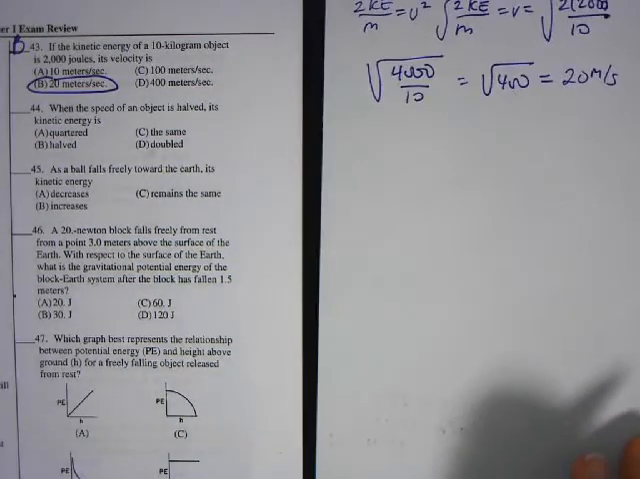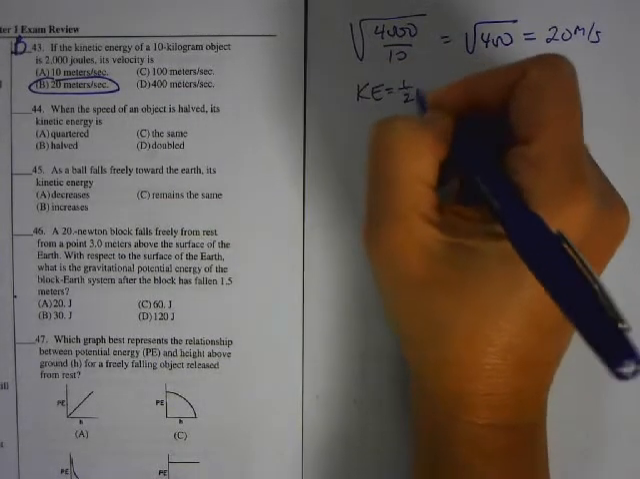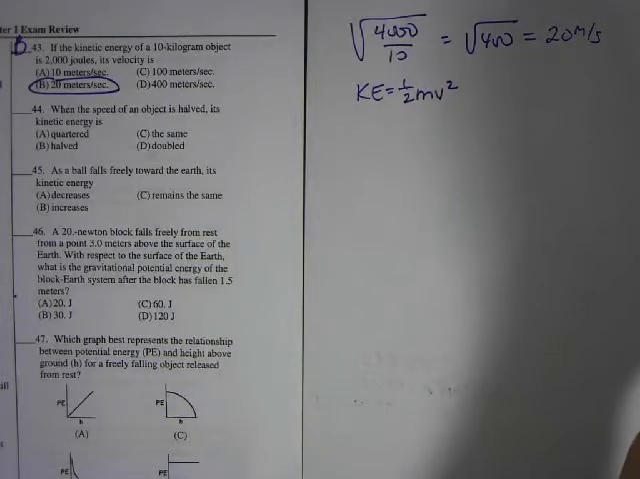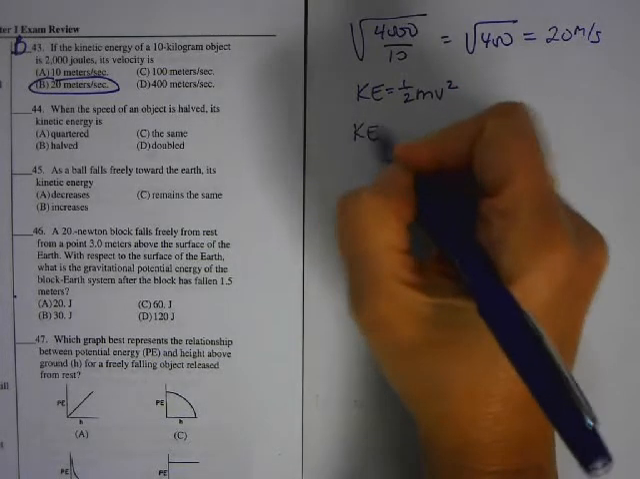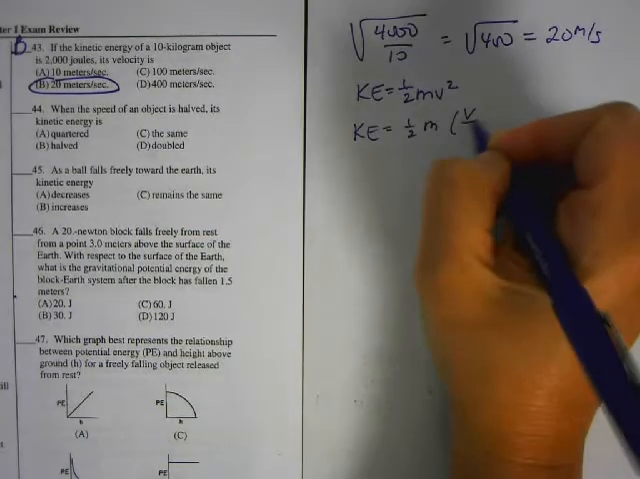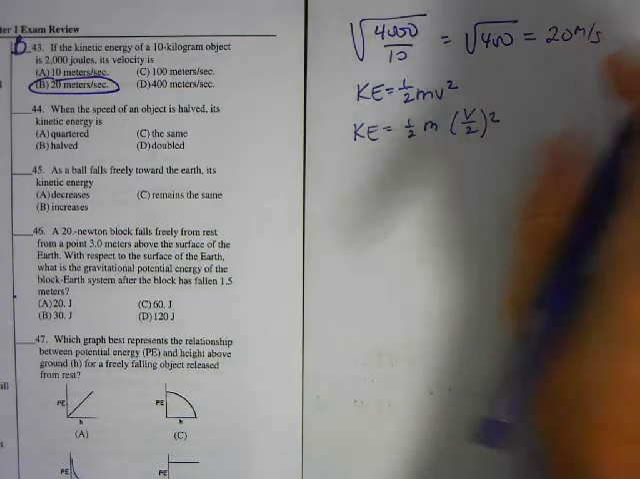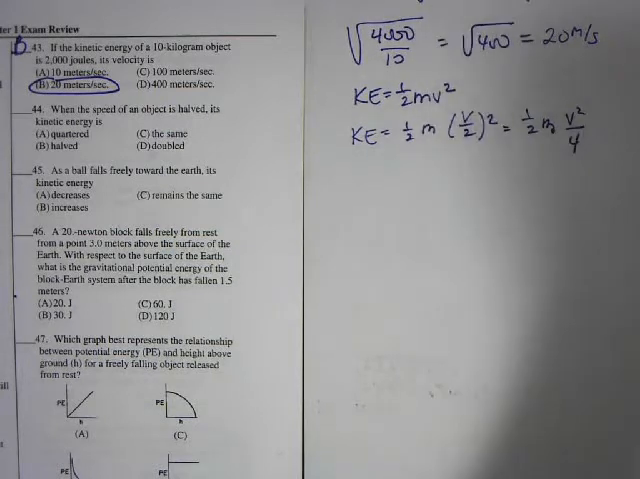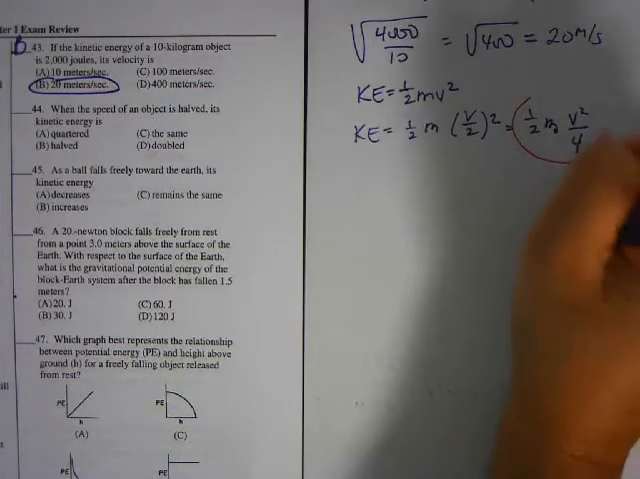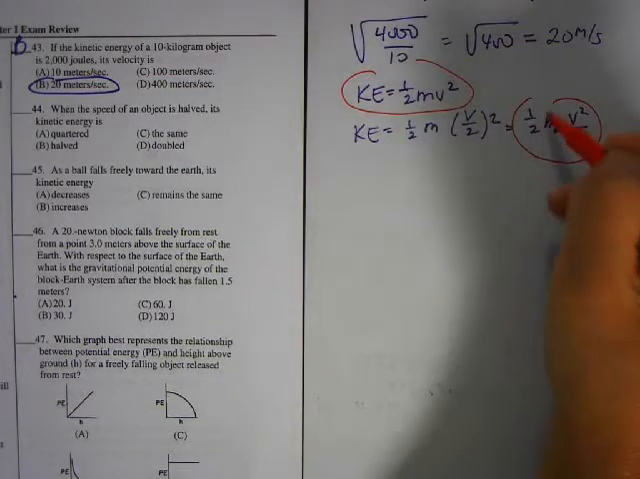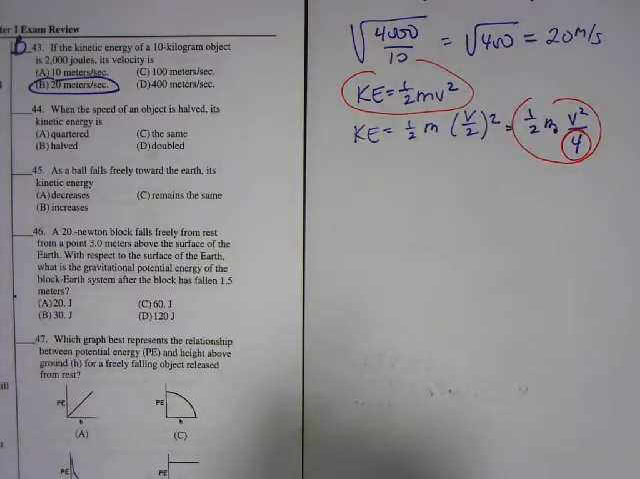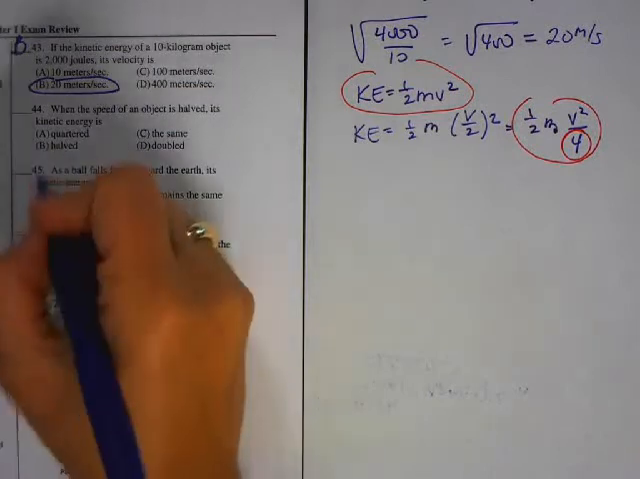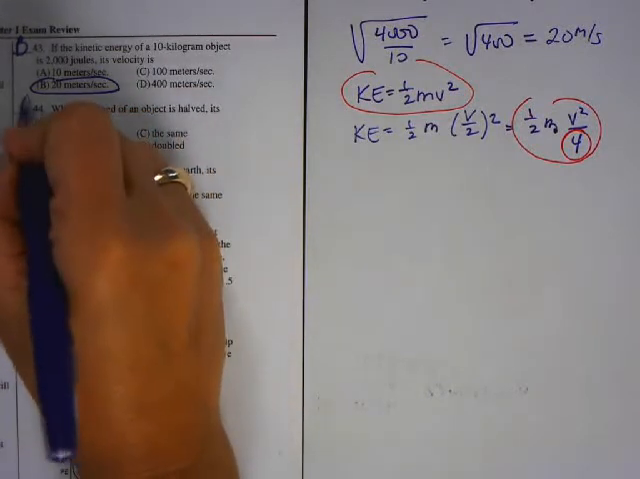Number 44. When the speed of an object is halved, what happens to its kinetic energy? So I know kinetic energy is 1/2 mv squared. So if I now halve the speed, kinetic energy is 1/2 of m times v over 2, squared. Now I multiply that out, so it's 1/2 of m, and then it becomes v squared over 4. So now I compare this to this. I'll just leave the 1/2 and everything the same. The difference is I have a 4 in the denominator, which means it's going to be quartered. And the answer is A.